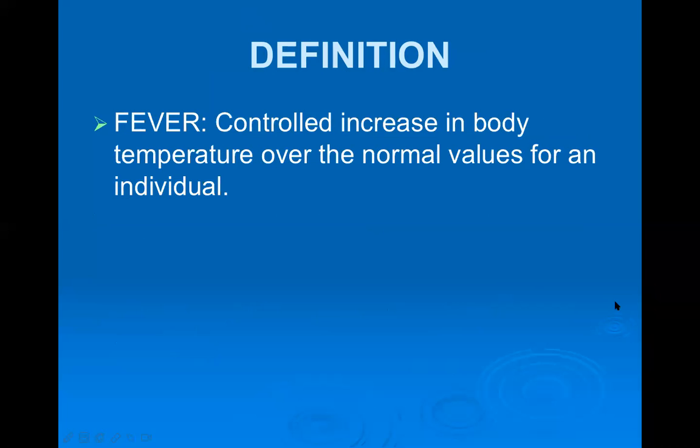Now let's talk about the definition of fever. See here, fever is a controlled increase in body temperature over the normal values for an individual. Very easy definition. It's a controlled increase in body temperature. It is not an uncontrolled one. If it is an uncontrolled type of body temperature rise, we call it hyperpyrexia or heat stroke, and different terms are there.